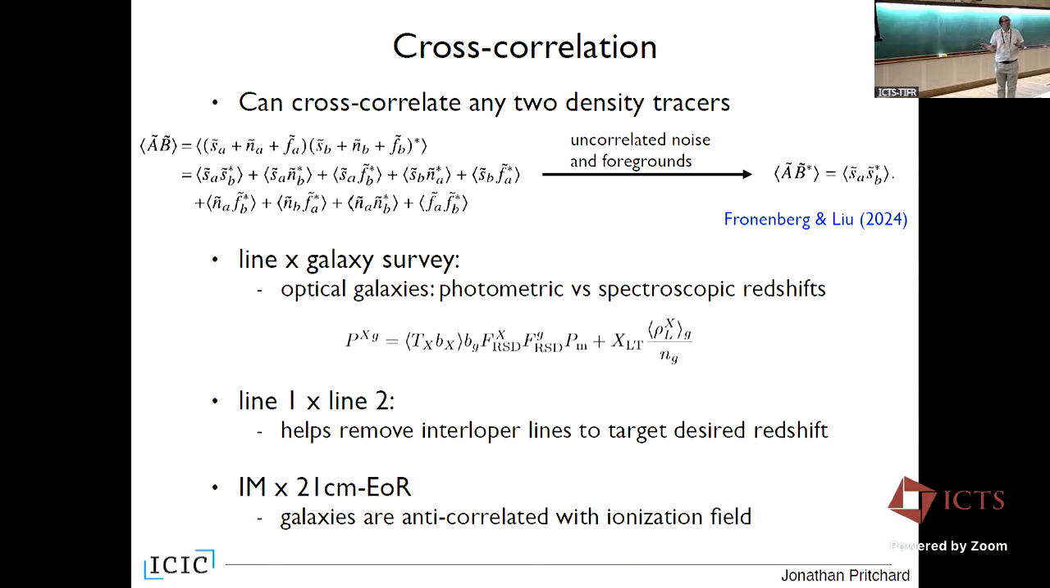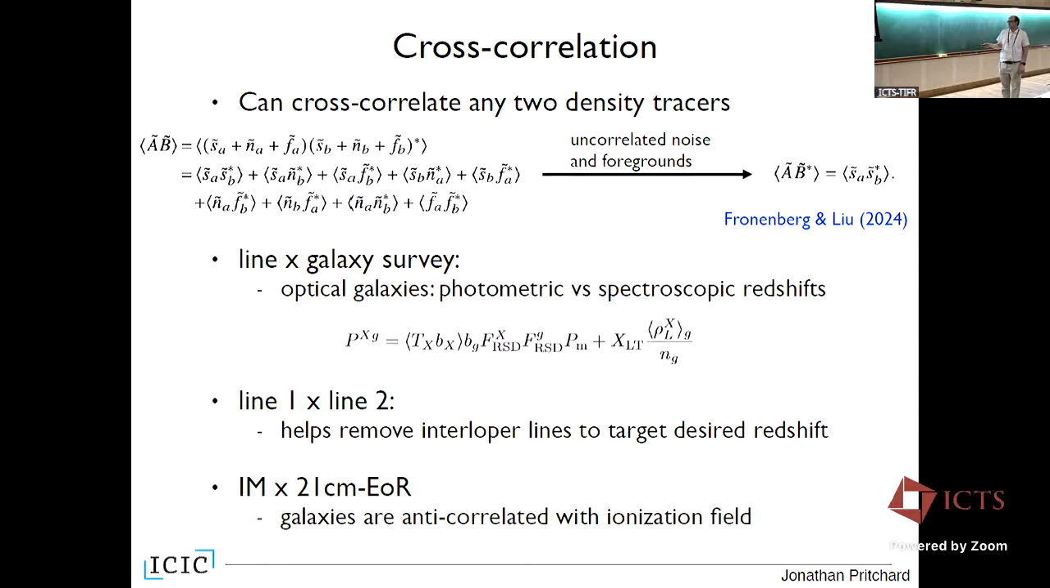There's three main tracers that you can look at. So you could take your line intensity mapping and cross-correlate it with a galaxy survey. So that's good. The galaxies tell you where the gas should be. You can cross-correlate two different lines together. So that's the sort of cross-matching that I described earlier, where we pick two lines so that we can target galaxies of a fixed redshift and use this as a way to remove all of the interloper lines to target that. Or you can do intensity mapping with the epoch of reionization 21 centimeter signal.